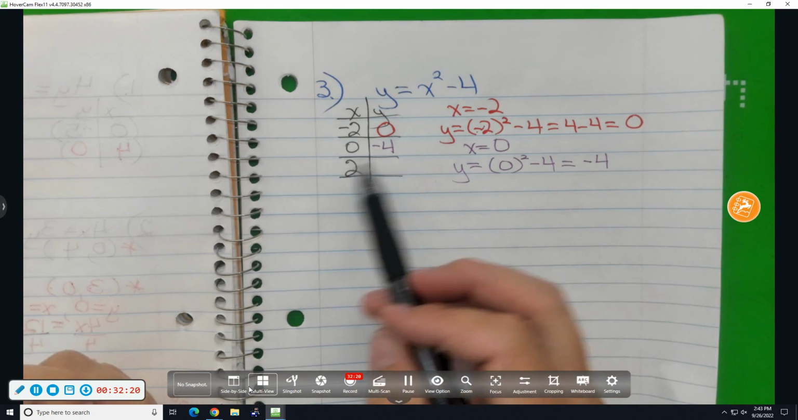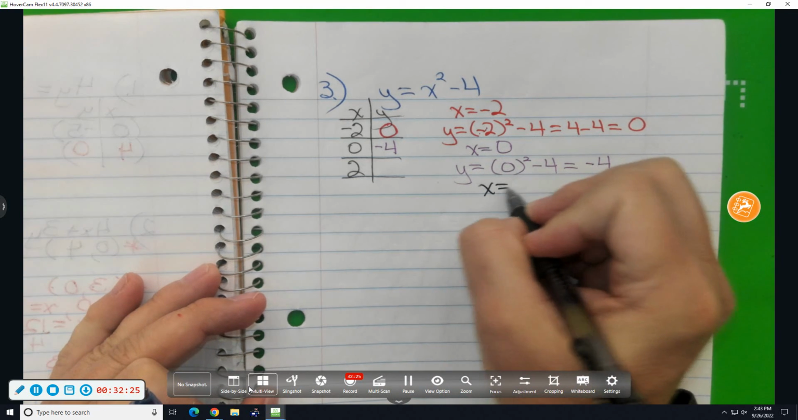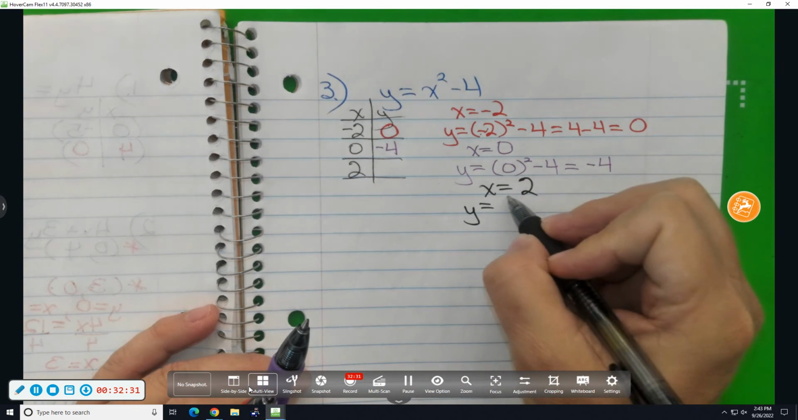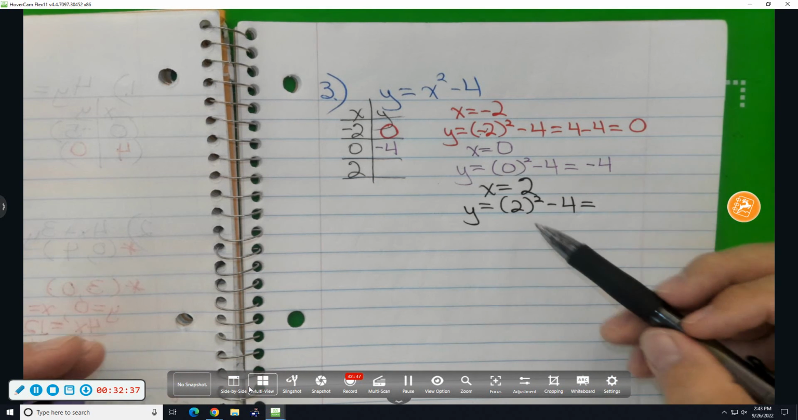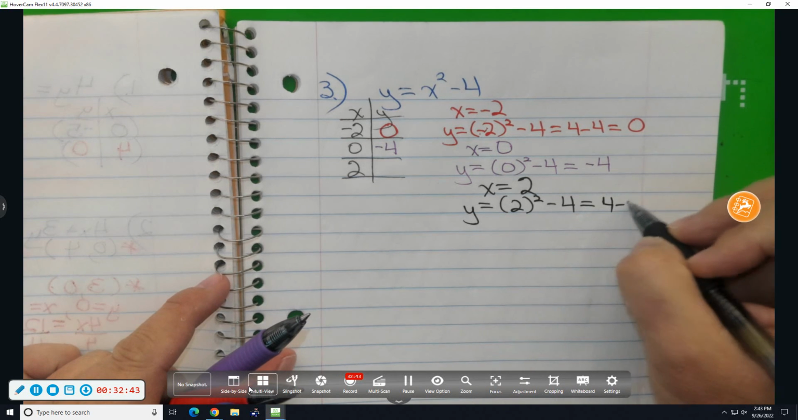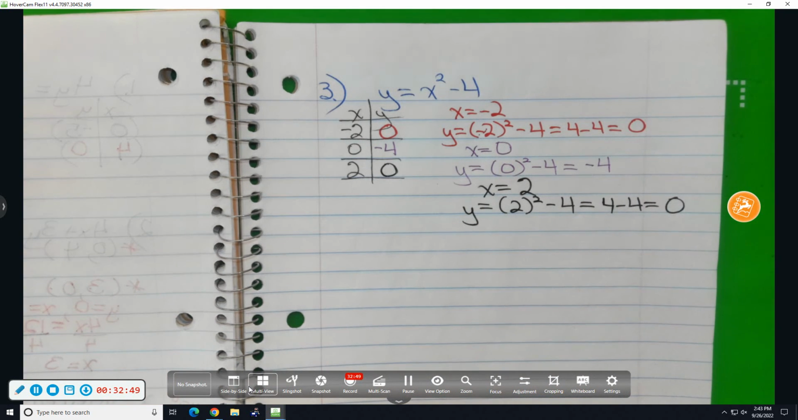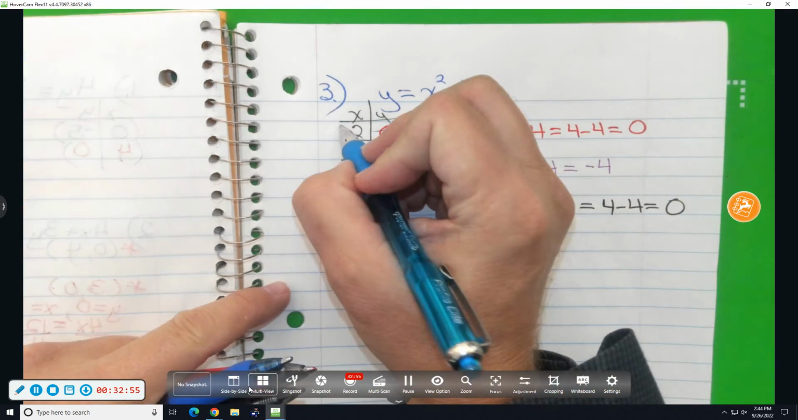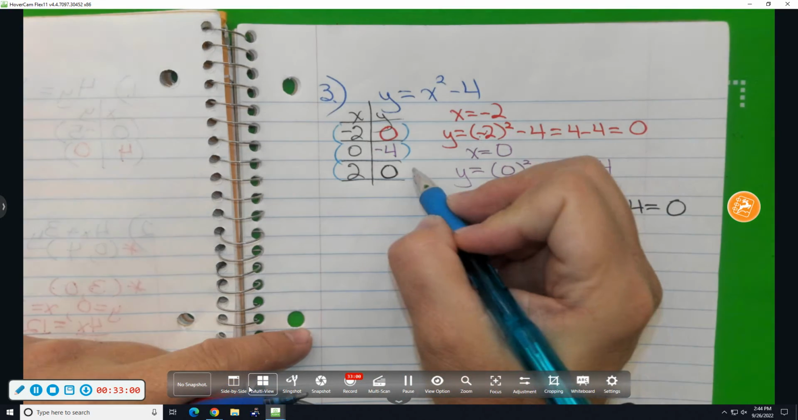The last row of the table, we're letting x equal +2. X equals +2. So y is equal to 2 squared minus 4. 2 squared is 4. Minus 4 gives me a y value of 0 again. Okay. So we have 3 ordered pairs. We have the ordered pair -2, 0, the ordered pair 0, -4, and the ordered pair 2, 0.